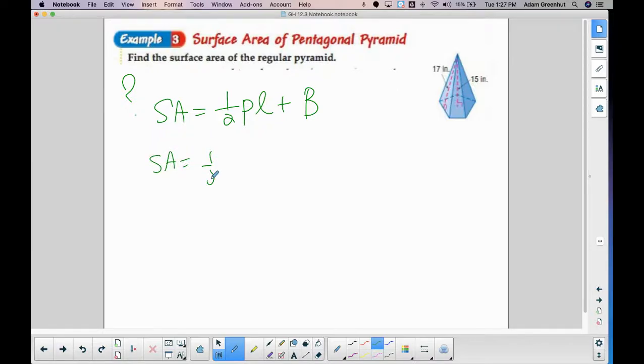So I got my half. I've got my slant height. They gave it to me. That's nice. That's a 17. I need to find the perimeter of the base. Some issues. I don't have any sides of this base. It is a regular pentagon. Give myself a little sketch to deal with. I don't have anything, but what I could do is find the apothem using that same right triangle.